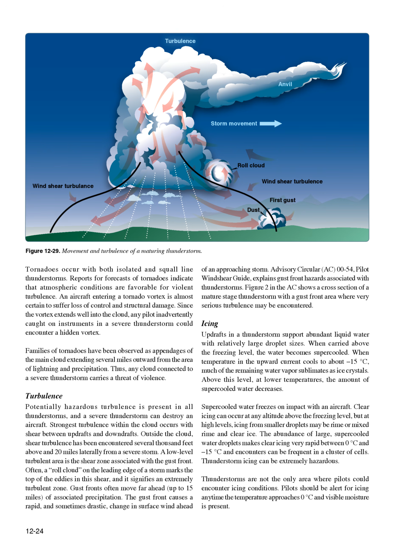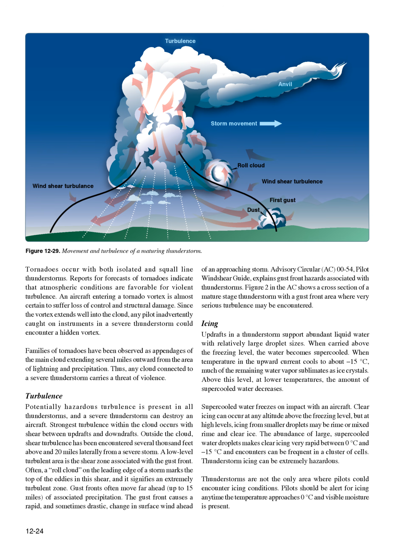The gust front causes a rapid, and sometimes drastic, change in surface wind ahead of an approaching storm. Advisory Circular AC 00-54, Pilot Wind Shear Guide, explains gust front hazards associated with thunderstorms. Figure 2 in the AC shows a cross-section of a mature stage thunderstorm with a gust front area where very serious turbulence may be encountered.